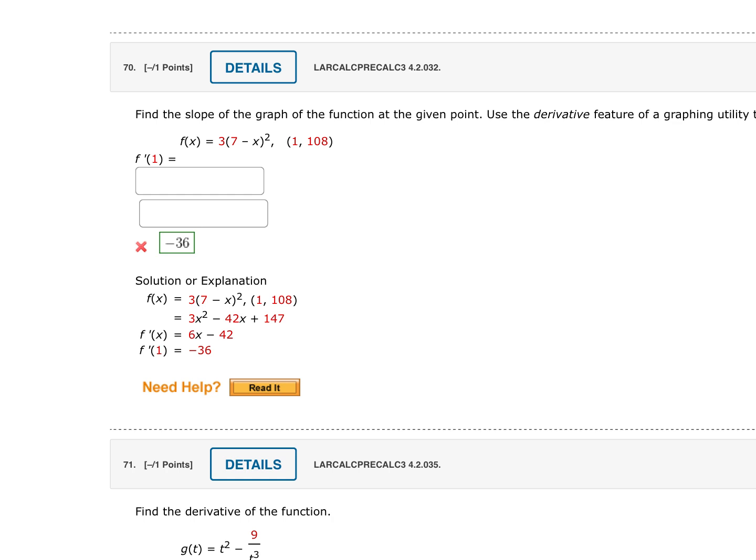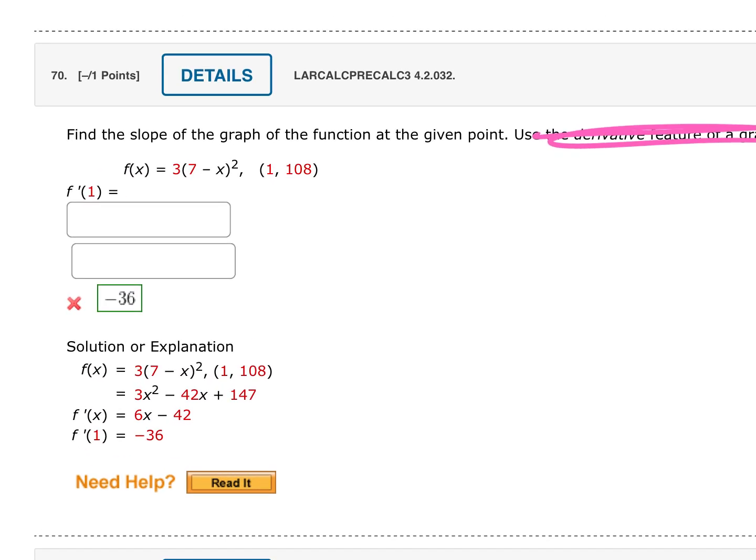70 says find the slope of the graph of the function at the given point. Use the derivative feature. We're just going to find the derivative to find our slope. So to find the slope of the graph at the given point, we want to find the derivative. So here we have to use our chain rule. So we find the derivative of the outside. This would be 6. The inside stays the same, 7 minus x to the power of 1 now. Then we have to multiply it times the derivative of the inside. Don't forget to multiply it times the derivative of the inside. Derivative of our inside would be negative 1.